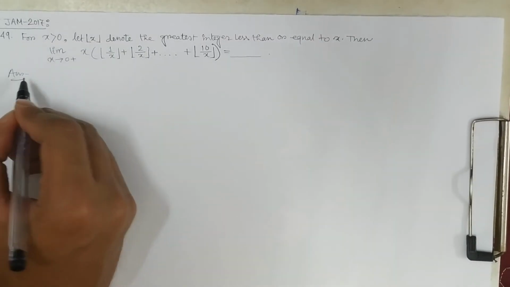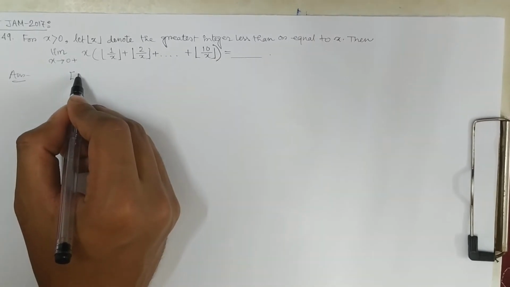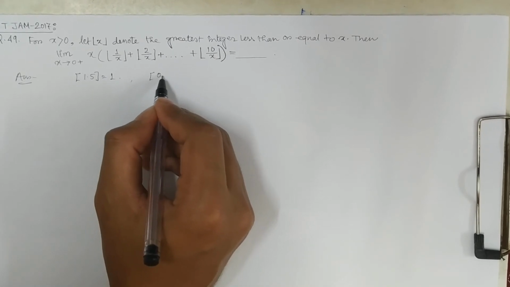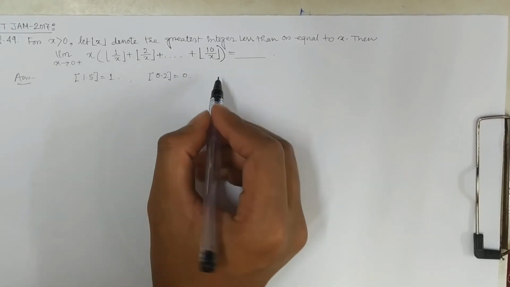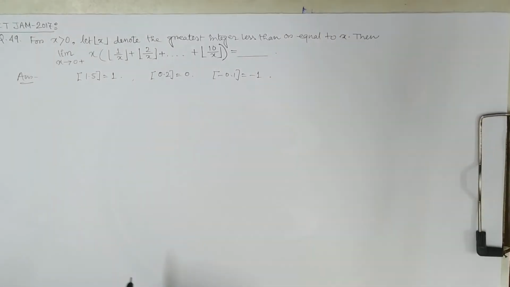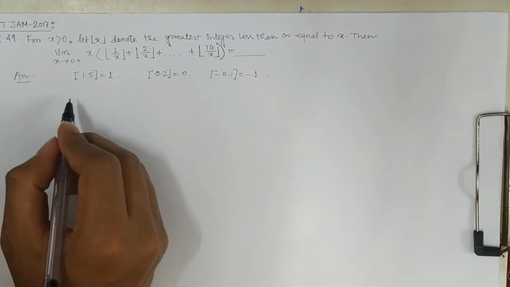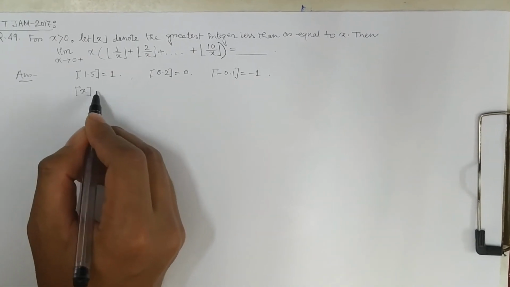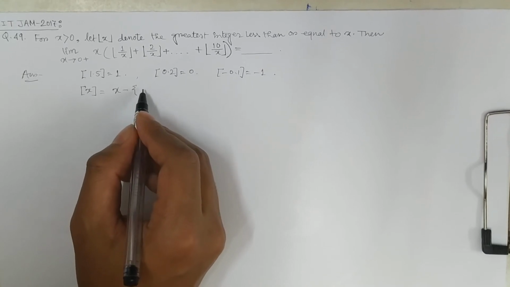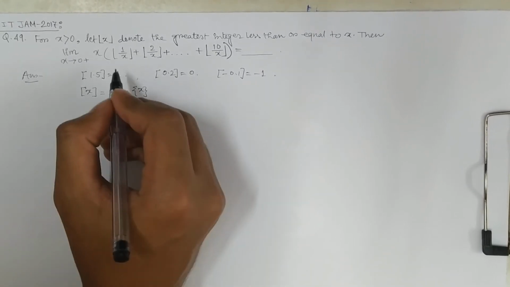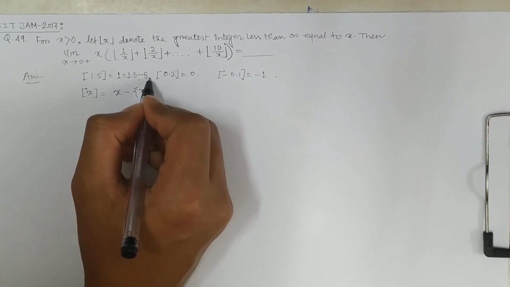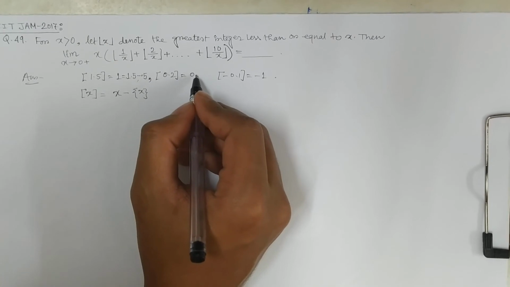So first of all, what is the box function? You know, box of 1.5 is 1, box of 0.2 is 0, and box of minus 0.1 is minus 1, and so on. We all know that. So here we need to find the value. The property of the box function is that box x equals x minus the fractional part of x. Suppose here it is 1.5 minus 0.5. Here 0.5 is our fractional part.